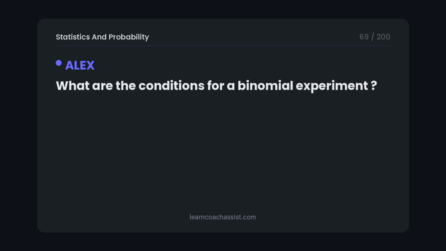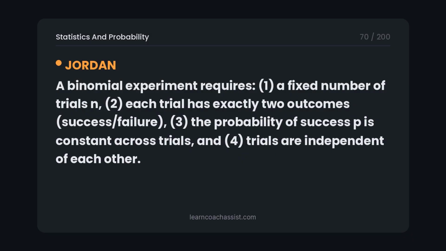What are the conditions for a binomial experiment? A binomial experiment requires: 1. A fixed number of trials n, 2. Each trial has exactly 2 outcomes, success/failure, 3. The probability of success p is constant across trials, and 4. Trials are independent of each other.